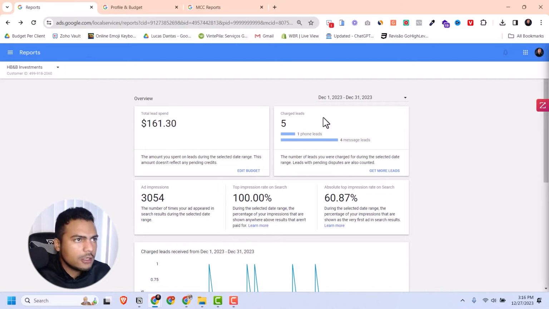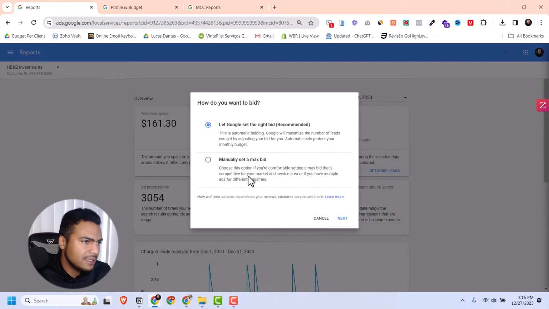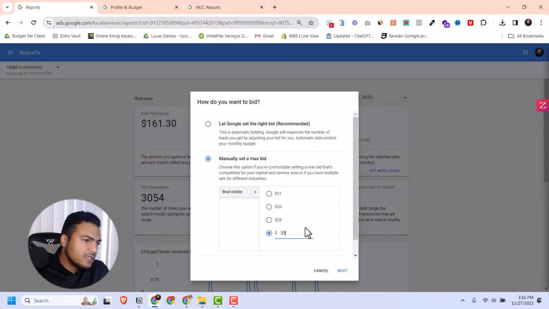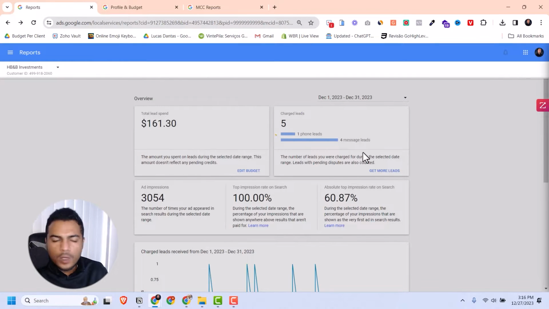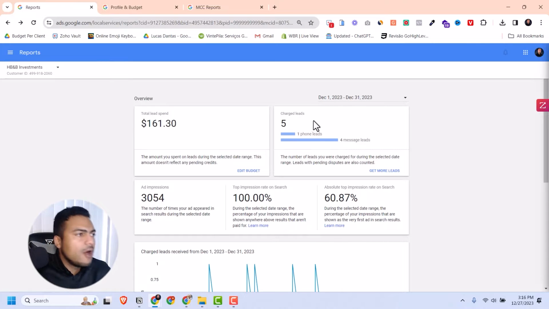What we have to change here, and what I'm going to do, is change this to manual bid. Let's see how that would work. I'm going to set $35 per lead, and we will see how that goes from now on, keeping the same weekly budget. I'll give you guys an update later on. But as of now, this is the information that we have.